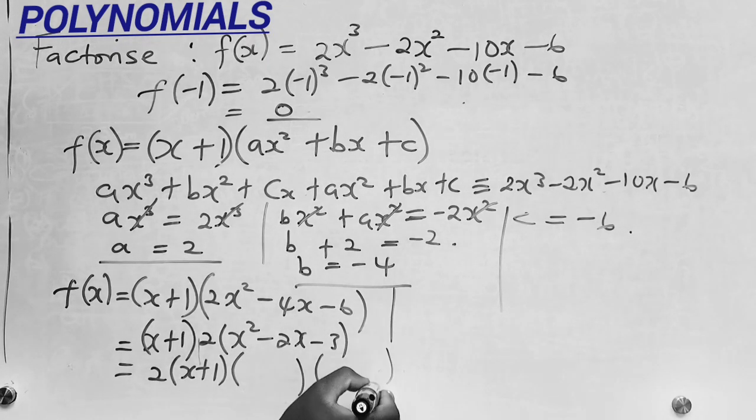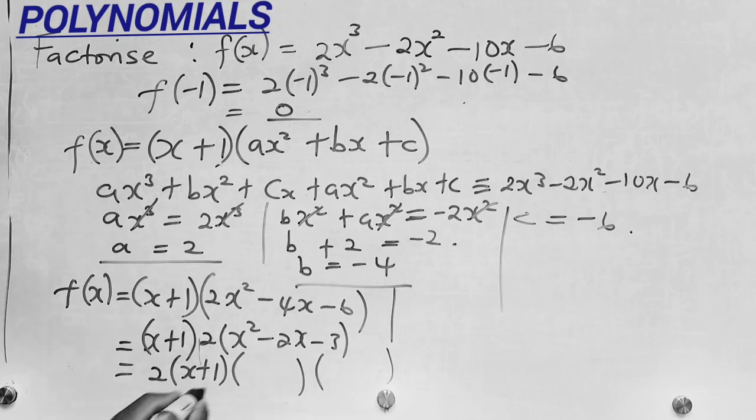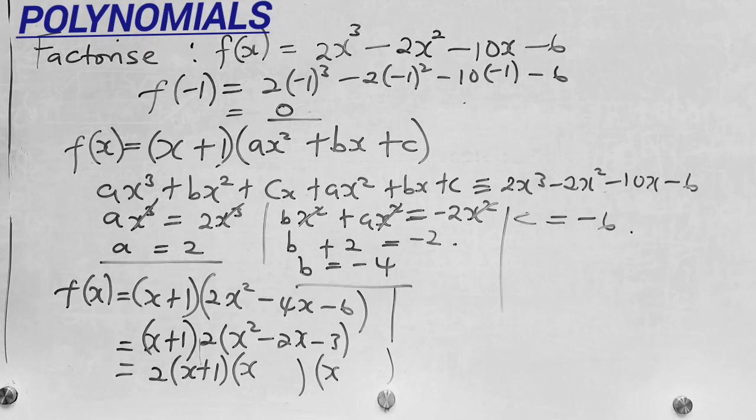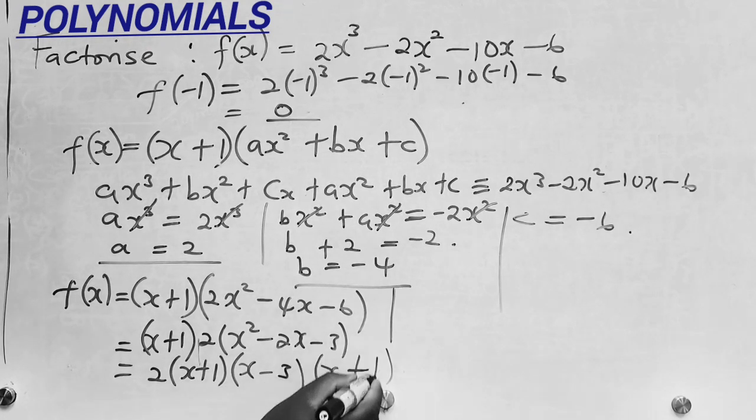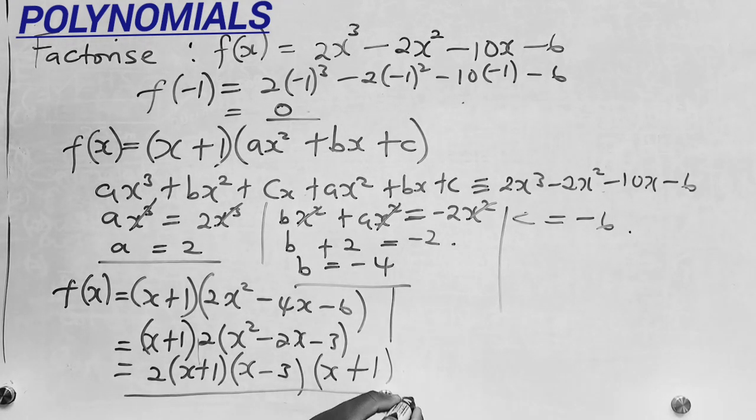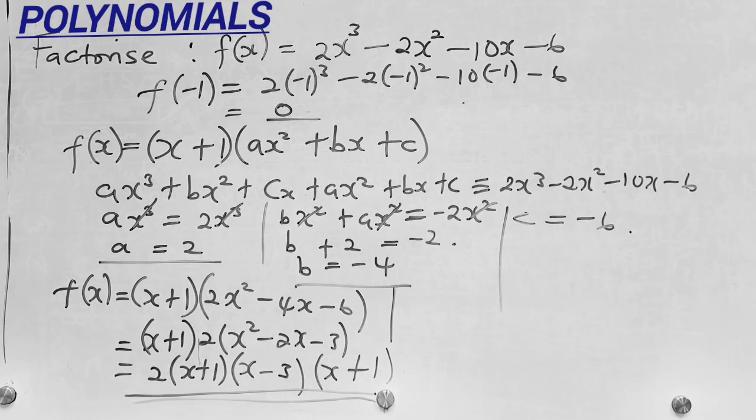Then we look for factors of minus 3 which give us minus 2 when we add. That one is minus 3 plus 1. So we have x minus 3 and x plus 1. This is our answer. So this is the factorized form of our cubic function, 2x cubed minus 2x squared minus 10x minus 6.